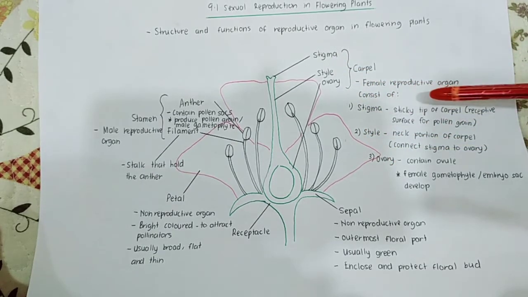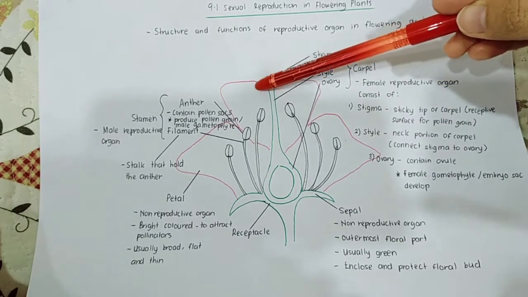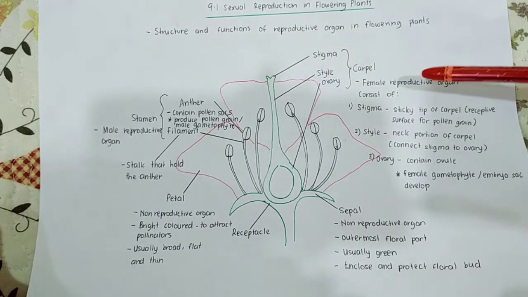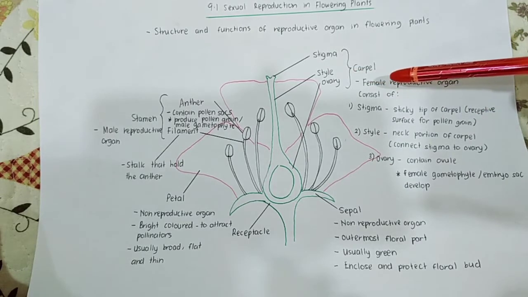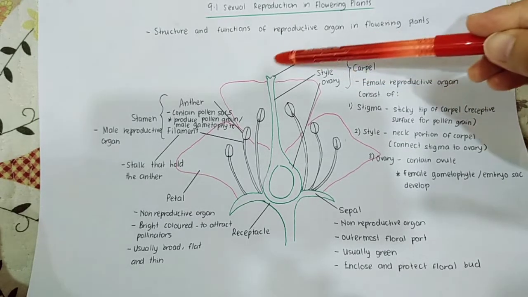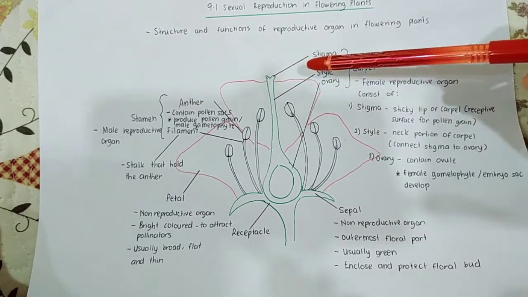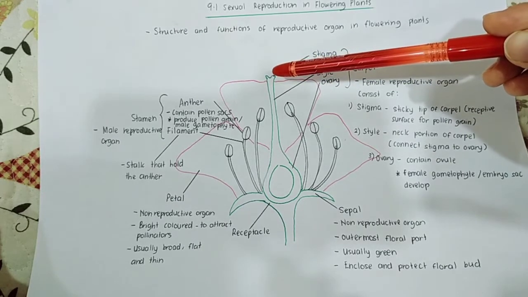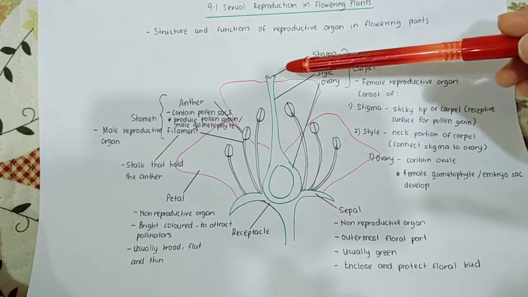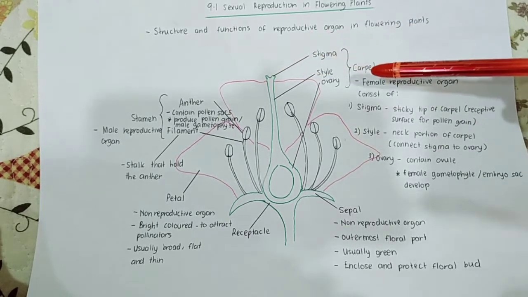So what is stigma? It is the sticky tip of carpel. Maksudnya dia adalah the sticky tip. Sticky ni maksud dia melekit. Okay, receptive surface for pollen grain. Maksudnya adalah bila berlaku pollination, the pollen grain will land on stigma. Because of what? Based on the surface of the stigma, dia adalah sticky. So dia boleh accept the pollen grain.